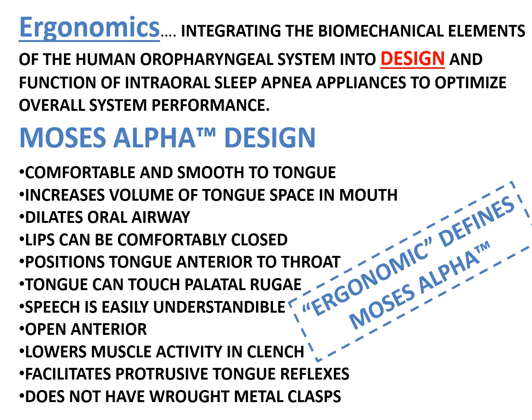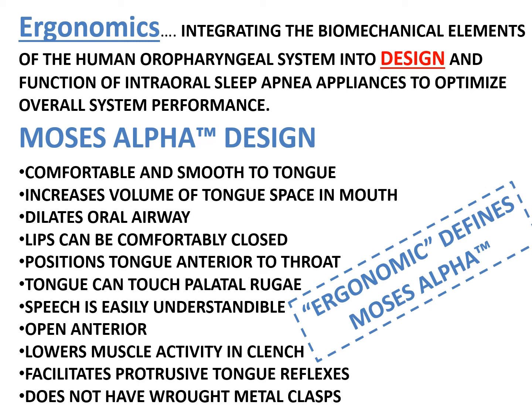But now we introduce a new word, ergonomics, which is integrating the biomechanical elements of the human oropharyngeal system into design and function of intraoral sleep apnea appliances to optimize overall system performance. The Moses Alpha design, comfortable and smooth to the tongue. We're talking design. Increases volume of space for the tongue and the mouth. It dilates the oral airway. Lips can be comfortably closed. It positions the tongue anterior and out of the throat, and the tongue can easily touch the palatal rugae.